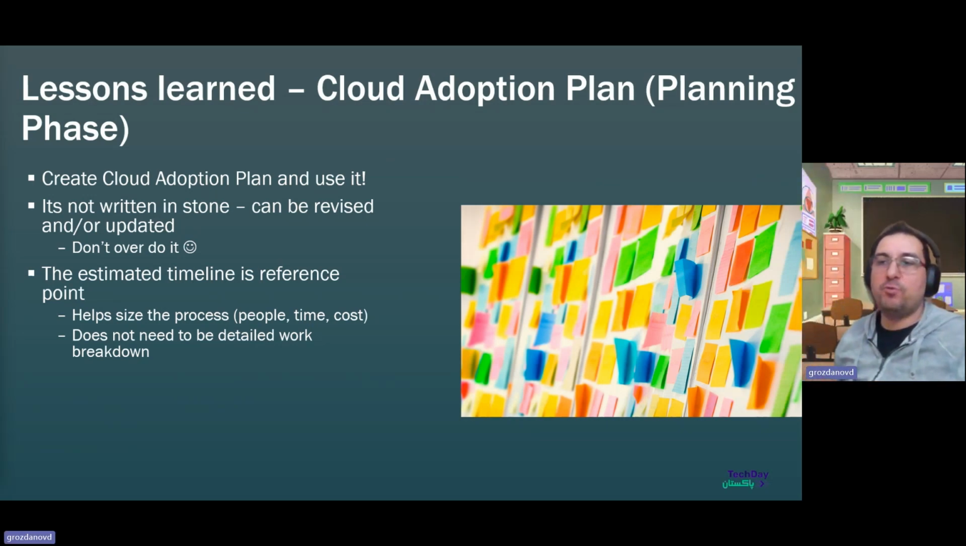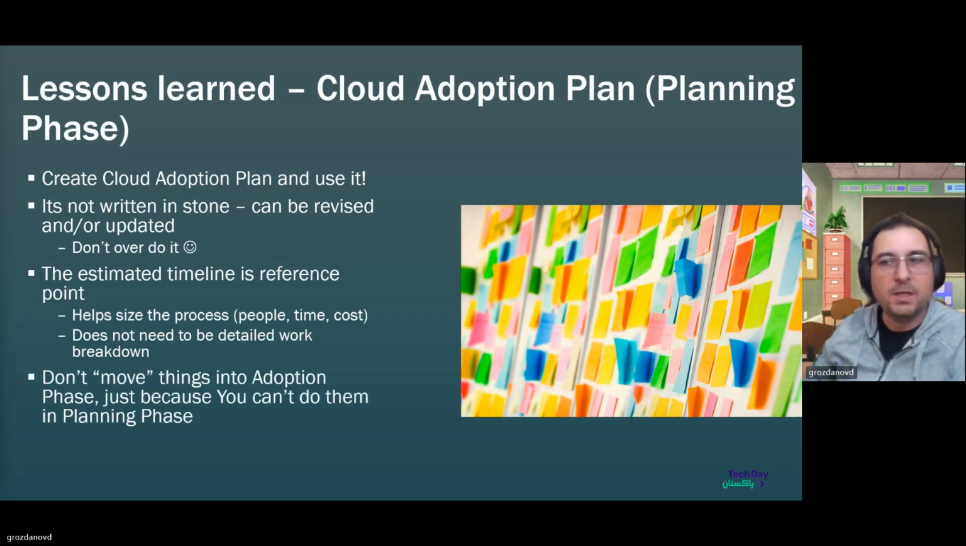The estimated timeline is a reference point. It helps size the process in regards to people, time, cost, and what needs to be done within that frame. It does not need to be a fully fledged project plan. It just has to outline what we're going to do so everybody understands.